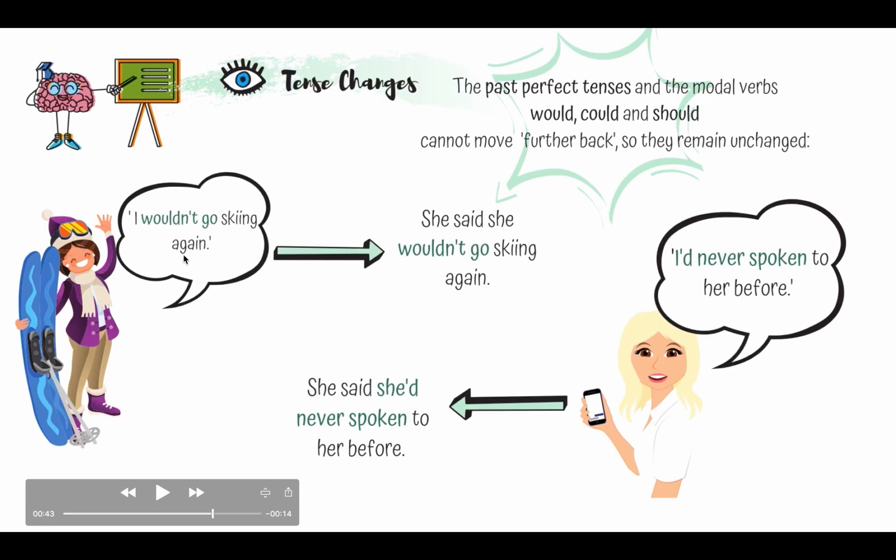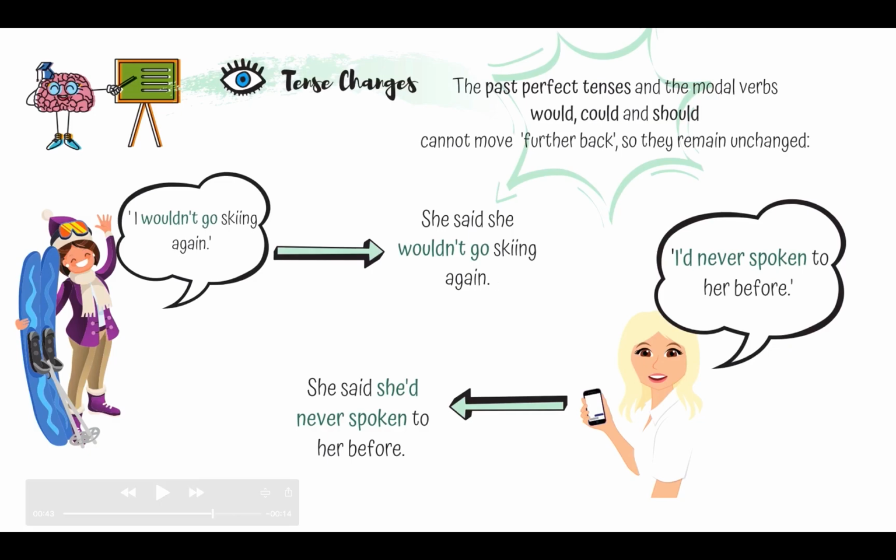I wouldn't go skiing again. Okay, so this is a direct speech because this lady is saying this from her own mouth directly. And as we take it back in time, we try to change the sentence, but what we can't change is our modal verb would. So I wouldn't go skiing becomes she said she wouldn't go skiing again.